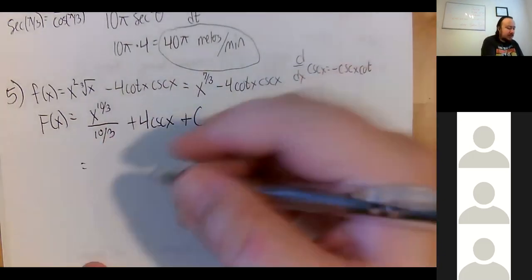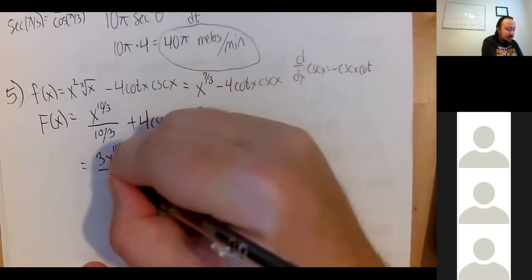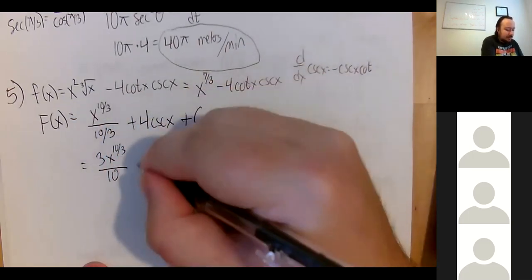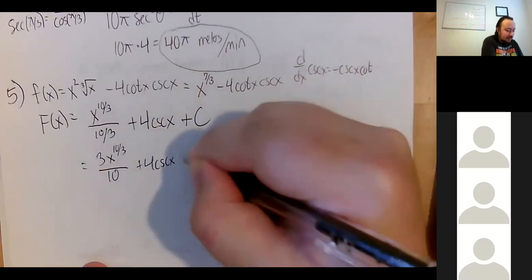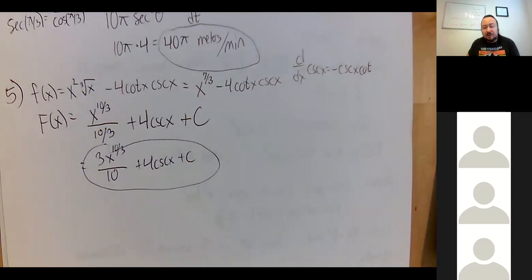And one final thing we could do that's not technically necessary, but it makes life easier, is we can take the reciprocal of this fraction. All right, and there we go. So there is our derivative right here, or our antiderivative, excuse me.